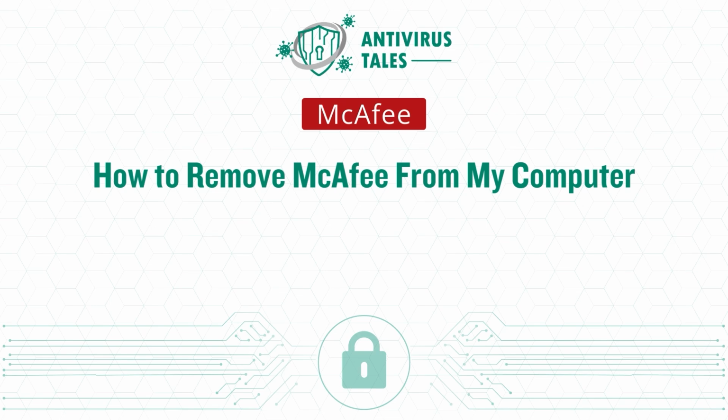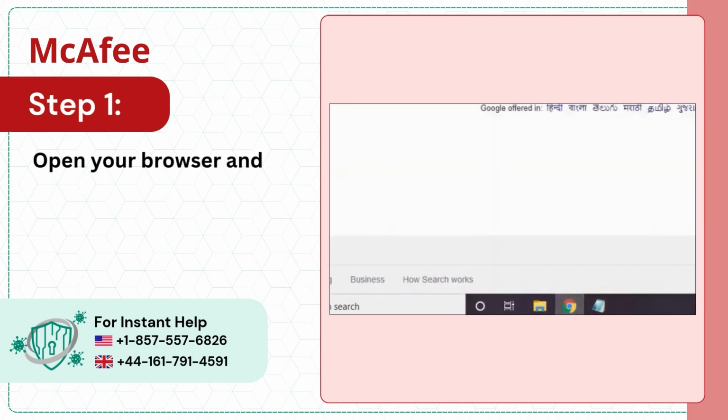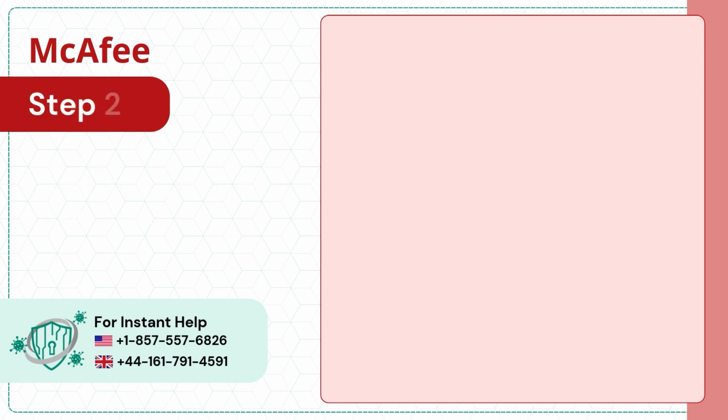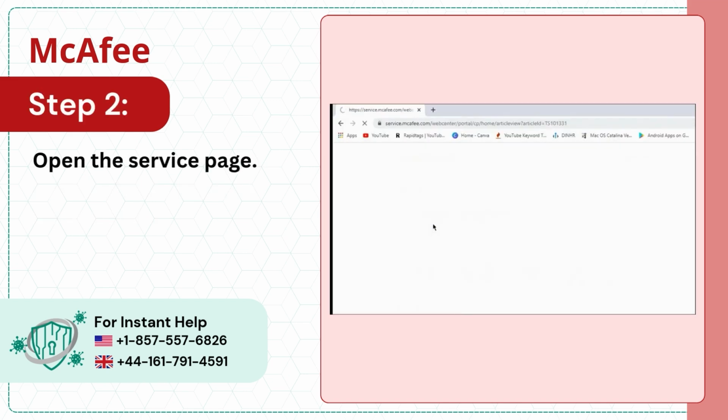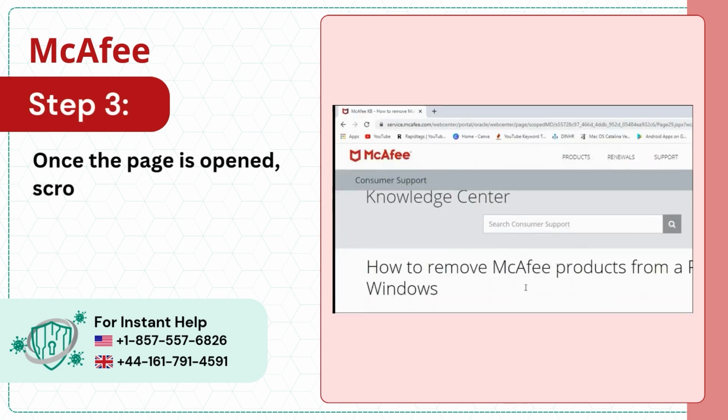How to remove McAfee from my computer. Step 1. Open your browser and search for the McAfee removal tool. Step 2. Open the service page. Step 3. Once the page is opened, scroll down to Method 2.